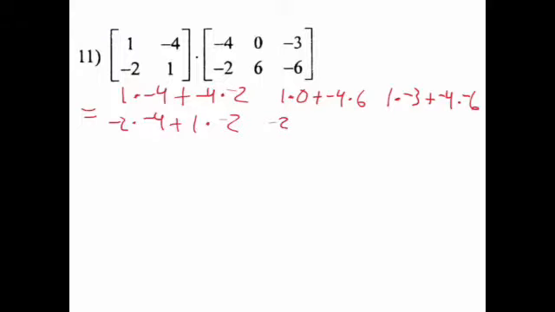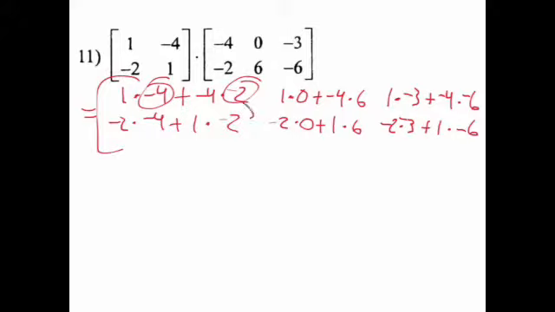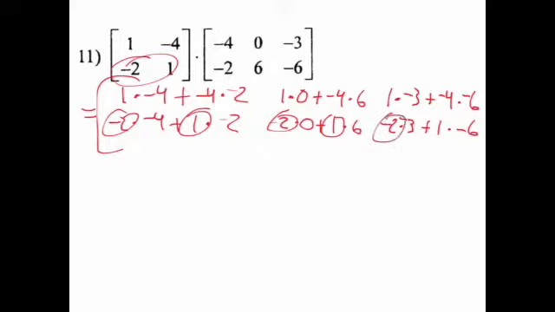I get negative 2 times 0 plus 1 times 6. And then I'm going to get negative 2 times negative 3 plus 1 times negative 6. And I can tell you a little secret on what I did. I just looked at this number right above it and put it there. So all I had to do was really just copy down these two numbers on all those spots there and copy down the number right above it to fill in the blanks. So anyway, I don't know if that's going to help you, but it might.